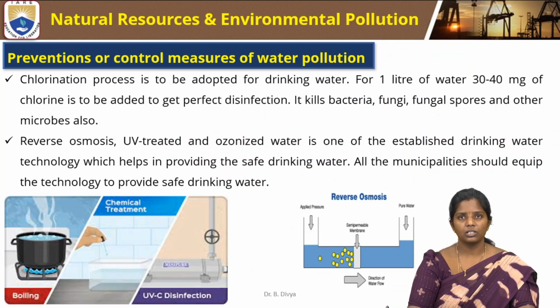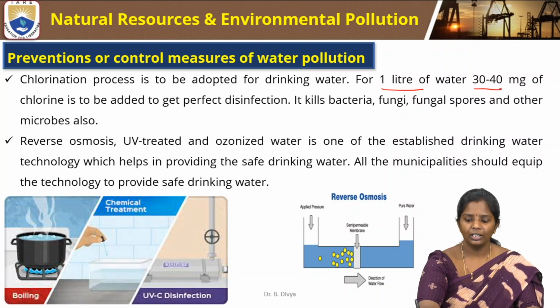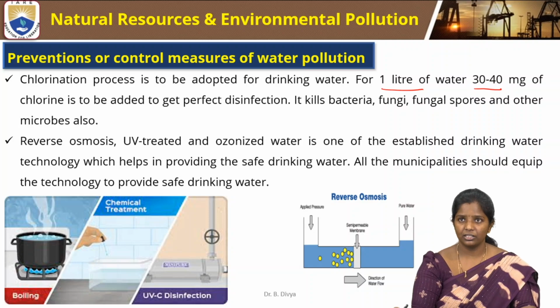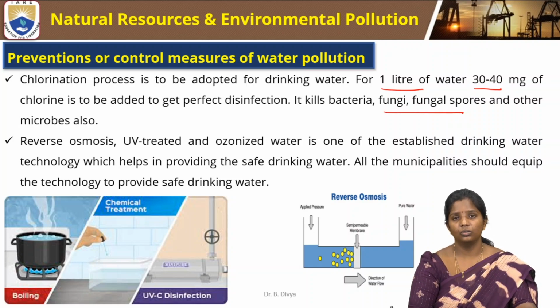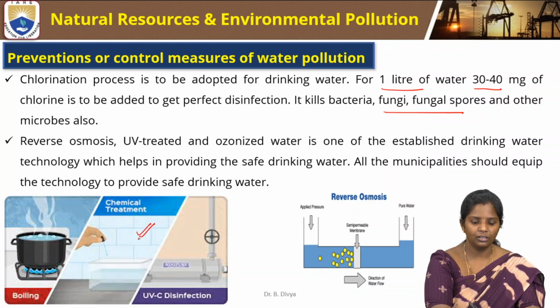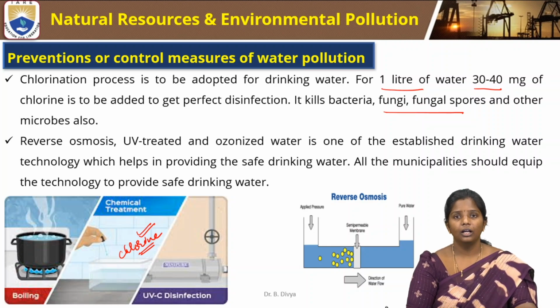So chlorination is also another process that is adopted for drinking water. For example, for 1 liter of water, 30 to 40 milligrams of chlorine is added for perfect disinfection that kills bacteria, fungi, fungal spores and other microbes. So this is a very good disinfectant agent that we use. Chlorine tablets are also used. This is one of the methods. Chlorine tablets are dissolved in a liter of water before they are used for drinking purposes.